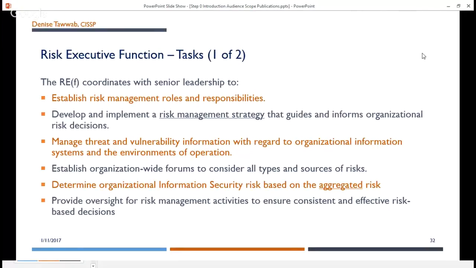So that risk executive function is going to look at everything that's happening from a risk-based perspective and pull it up so that everybody in the organization who's managing risk, who's participating in that risk management dance, that they are all under the same understanding and they all have the same information. I hope that makes sense.